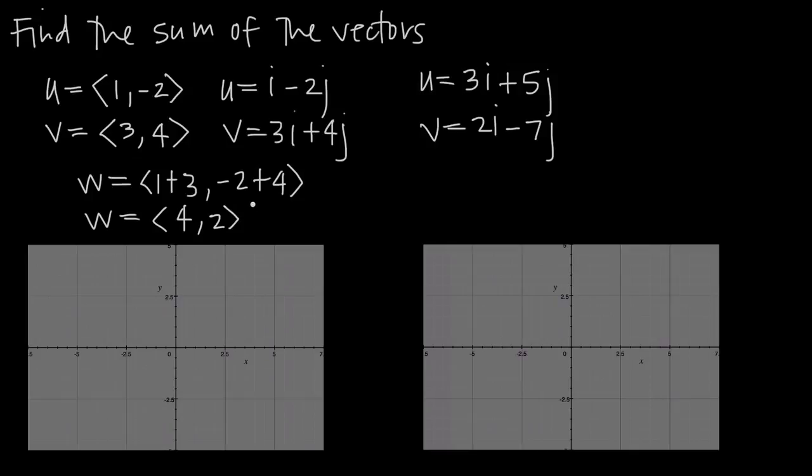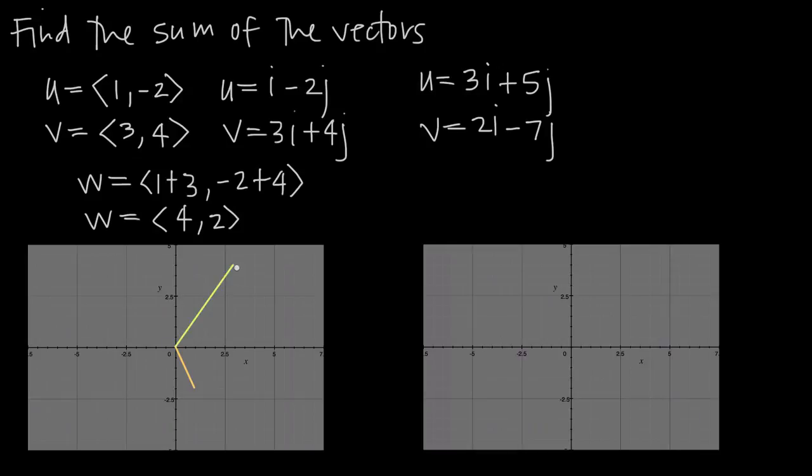Now the way that plays out graphically, if we sketch these on an xy coordinate system, we would say u is equal to 1, negative 2. So if we just use the origin as our starting point, we would go over along the x-axis 1 unit, and down along the y-axis 2 units, and that would give us a vector that looks like this and ends up at 1, negative 2. Now if we wanted to graph the vector 3, 4, we would just go out along the x-axis 3 units, and then go up along the y-axis 4 units, and we would end up right about there.